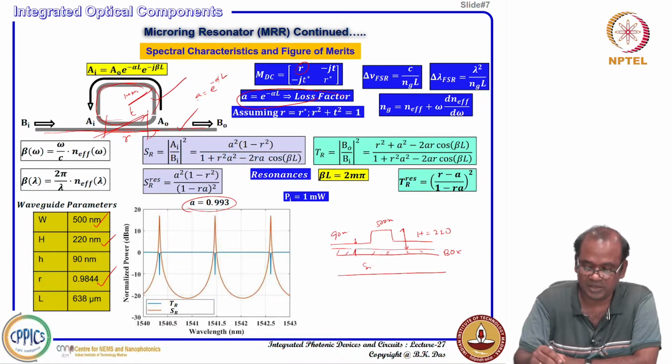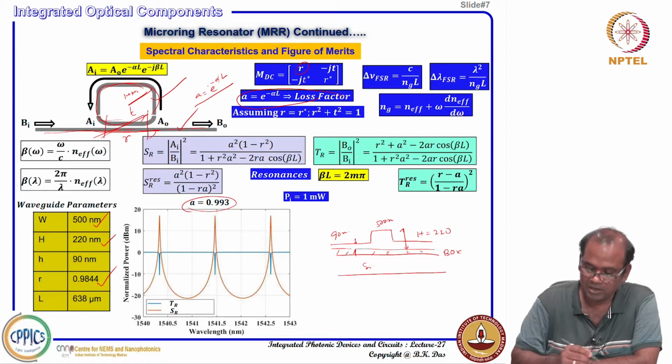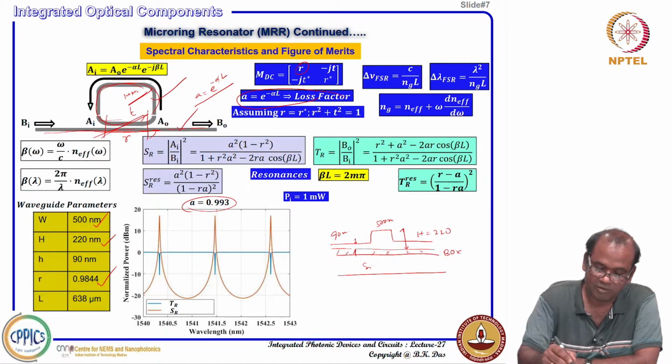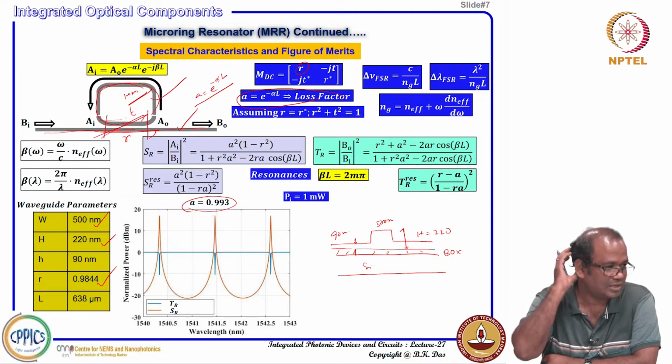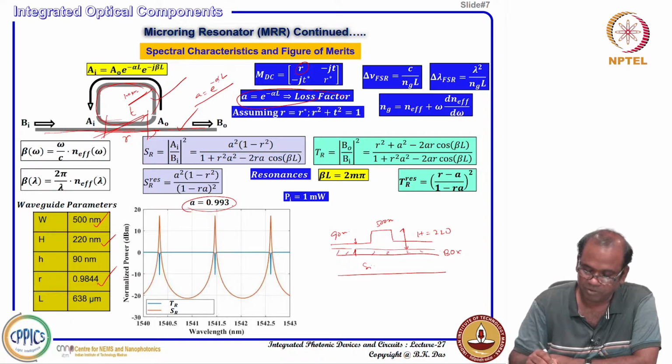If alpha is very large, then A will be dropping. So, that is the information. Even for 1 dB per centimeter loss, in one round trip you will lose hardly about 1% or less than 1% power.